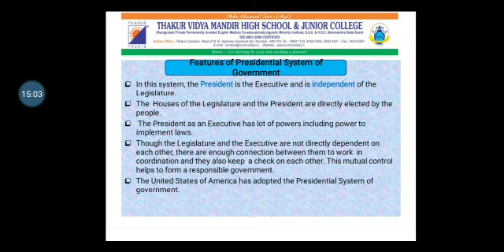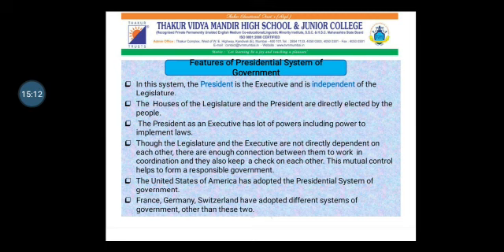This type of government system is adopted in the United States of America. France, Germany, Switzerland have adopted different systems of government other than these two.